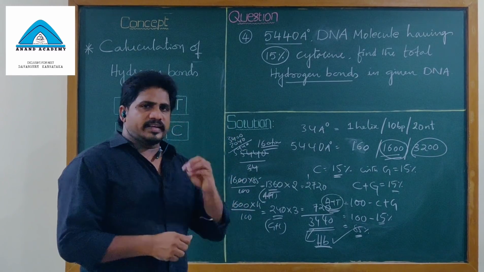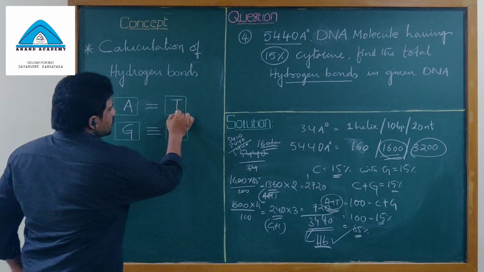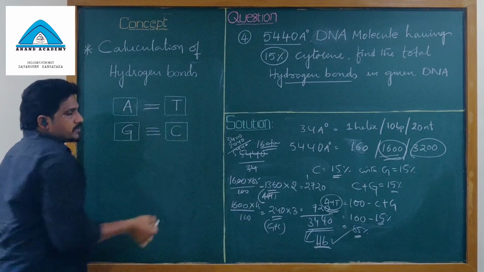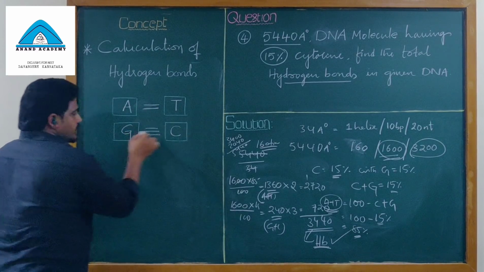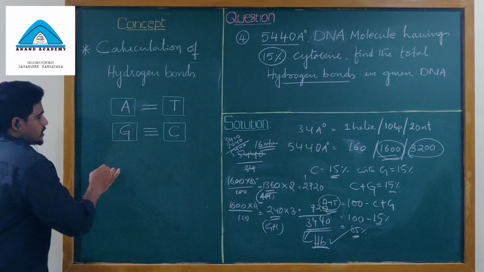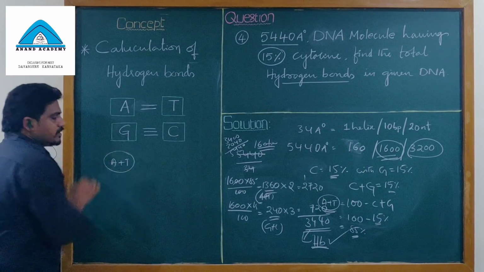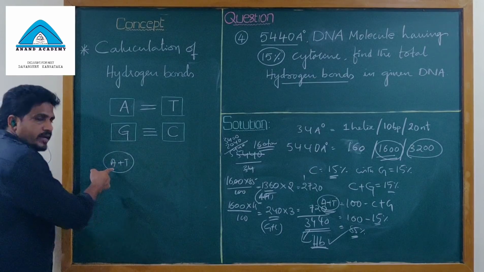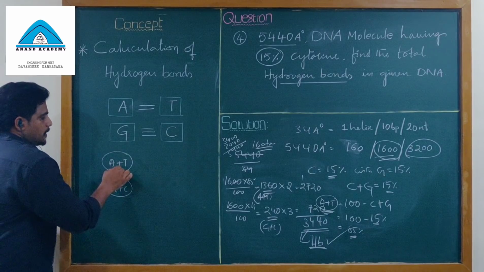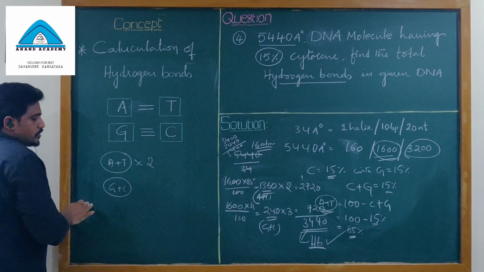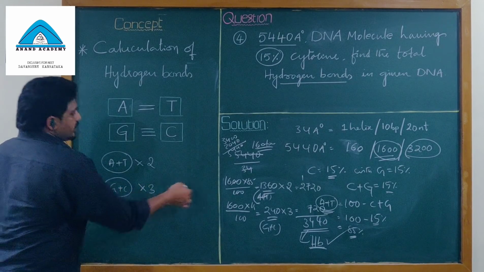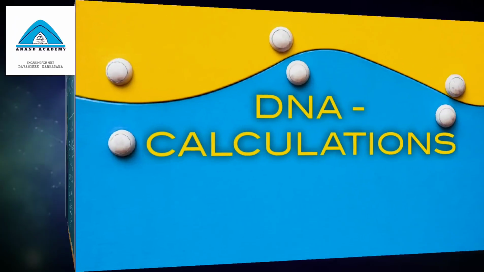Let us see the concept behind this. Very easy. Adenine pairs with thymine. This is the purine, this is the pyrimidine, with 2 hydrogen bonds. Guanine pairs with cytosine. Here guanine is the purine and cytosine is the pyrimidine, with 3 hydrogen bonds. The combinations you have to find out: how many combinations are there in total by A and T, as well as how many combinations are there in total by G and C. You just multiply the combinations of A and T with 2, and multiply the total combinations of G and C with 3, then you will get the answer. Clear?